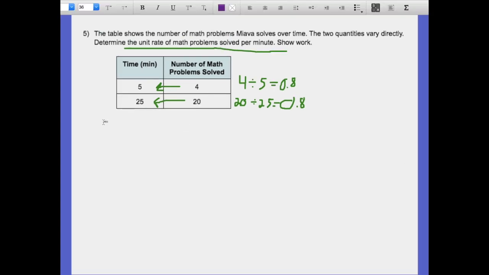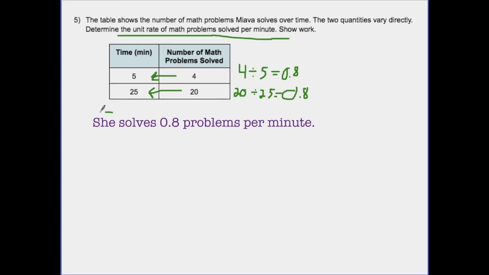So here's us showing our work. So then we can say she solves 0.8 problems per minute. Remember, that's our unit rate, 0.8 problems per minute. We want to have the words there too. Go ahead and circle my final answer, and we're good there.